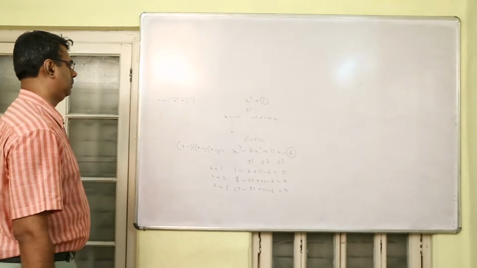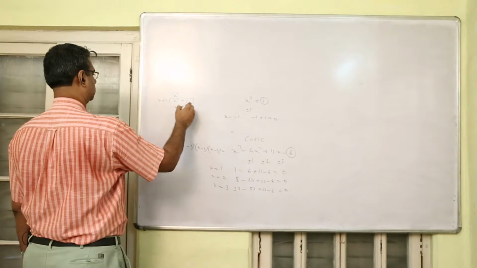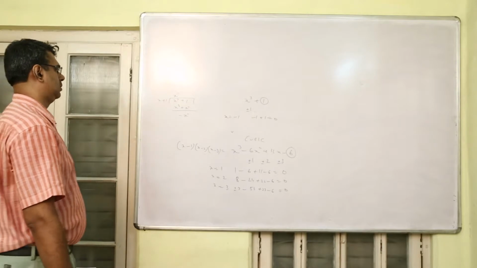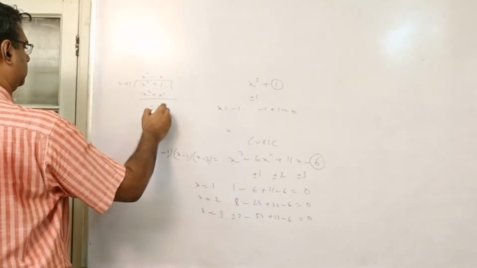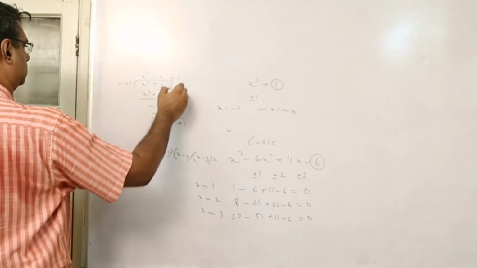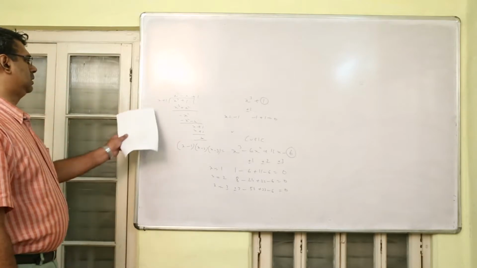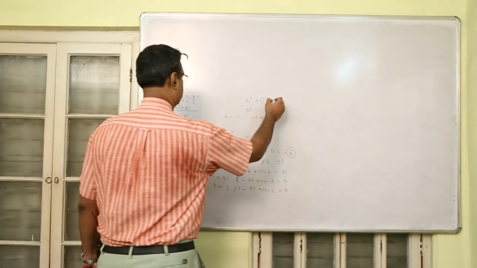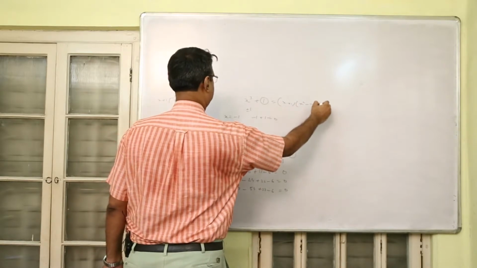So you divide x cube plus 1 by x plus 1. If you divide x cube plus 1 by x plus 1, this will be x squared, so x cube plus x squared. Then you subtract. So finally this is x plus 1 and this is x square minus x plus 1. So this helps us to complete our factorization: x plus 1 into x square minus x plus 1.